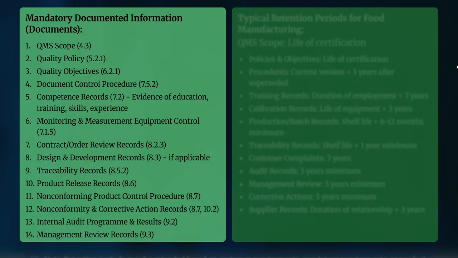And you need to have internal audit programs and results as per clause 9.2. And you need to have management review records as per clause 9.3. Those are the mandatory documented information documents, right? These are the documents that are required, mandatory documents.